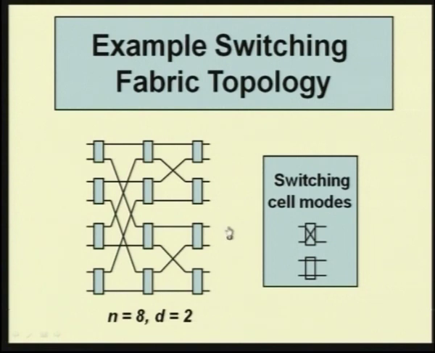An example for a switching fabric topology may look like this. For instance, you have switches, and the switches could be in two different modes, a crossover mode or a straight mode. So, you could configure the switches appropriately. You have different interconnections between the various switches, and by configuring each switch appropriately, you will be able to switch from any port to any port. This is how the ATM switches are basically constructed.